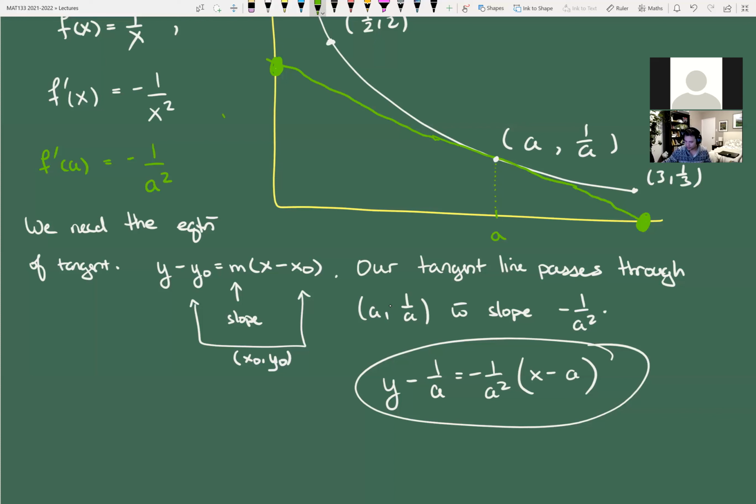So your height here as a function of a is whatever your y-intercept is, right? Because that's exactly what this is. The y-intercept is the height of your rectangle, and the base of your rectangle is the x-intercept. So use this equation and find the x and y intercepts.